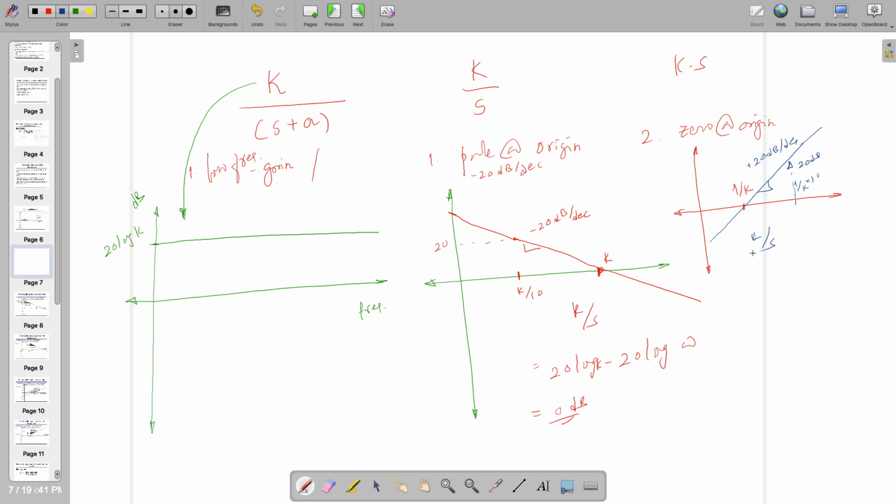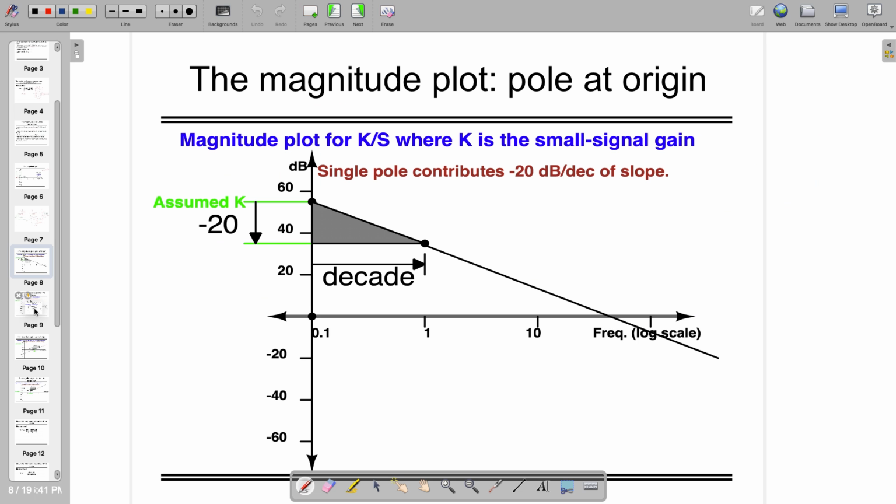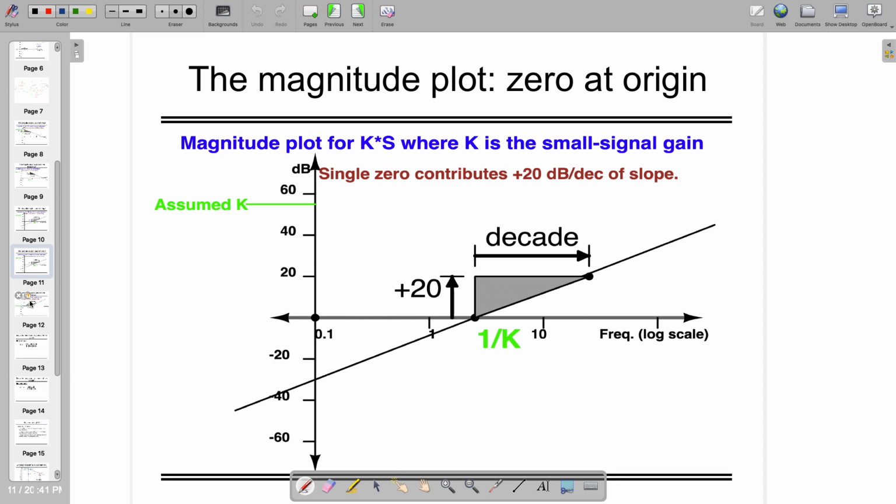So this was the brushing up of all your fundamentals. Those things can be seen over here. So K by S is going to give you this kind of thing. If it is K times S, it's going to give you such a plot. You need to see that it has to pass through 1 by K. But the 0 dB line is there.